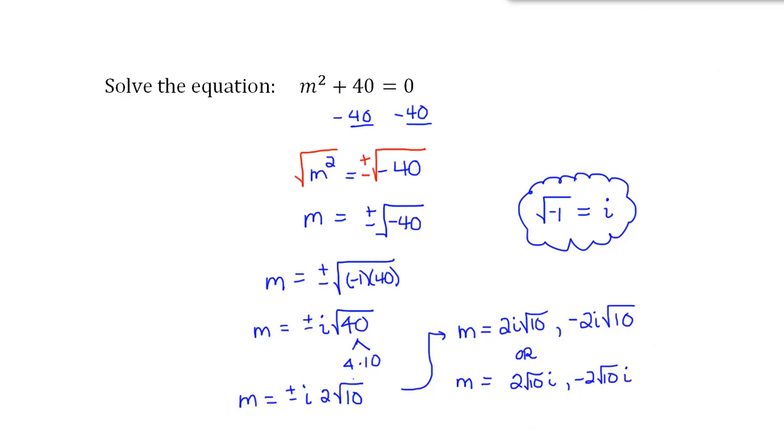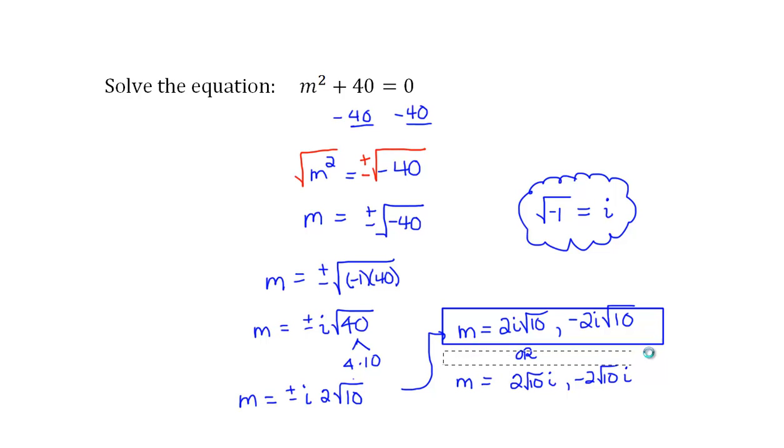So that would be our solutions to this quadratic equation. The two imaginary numbers, 2i times the square root of 10, or negative 2i times the square root of 10.